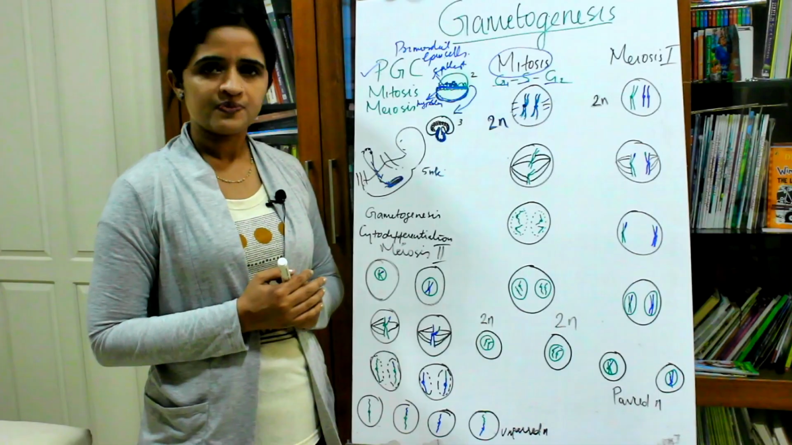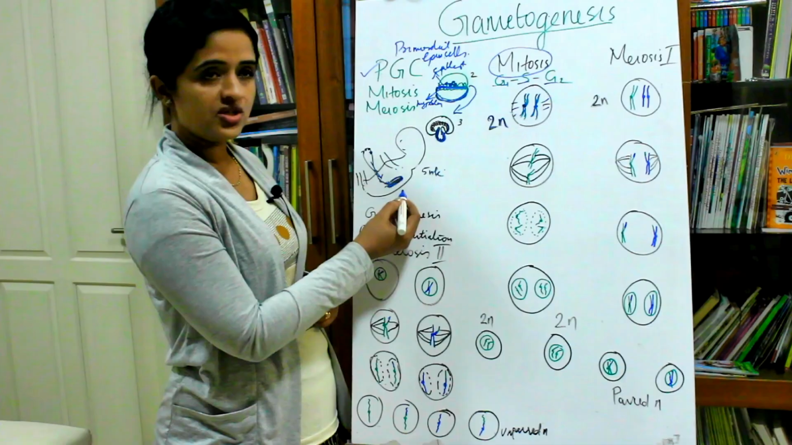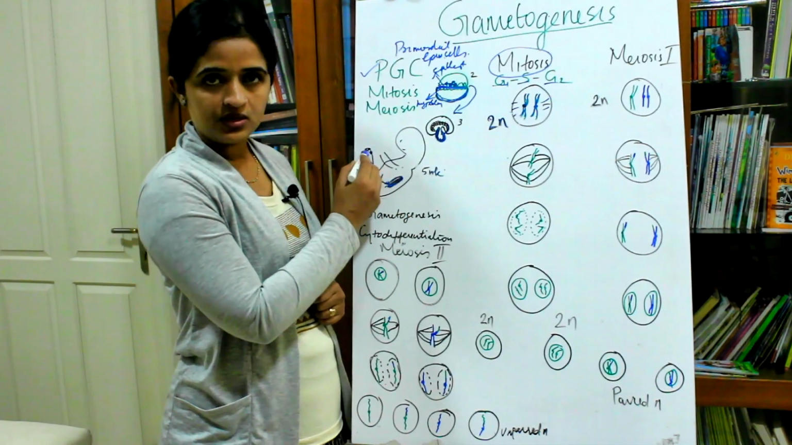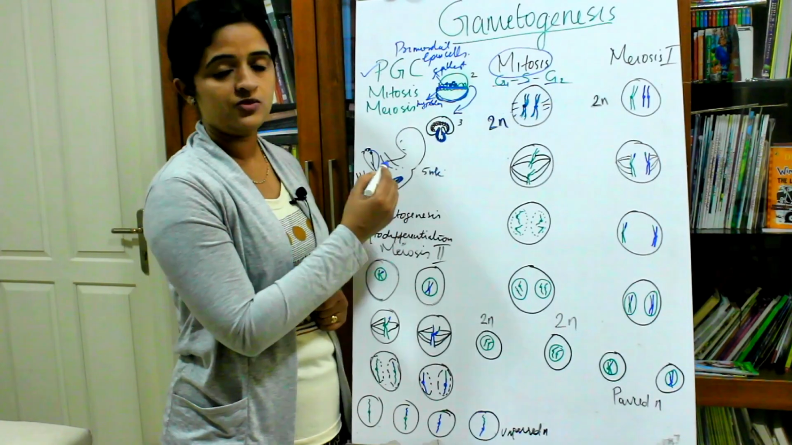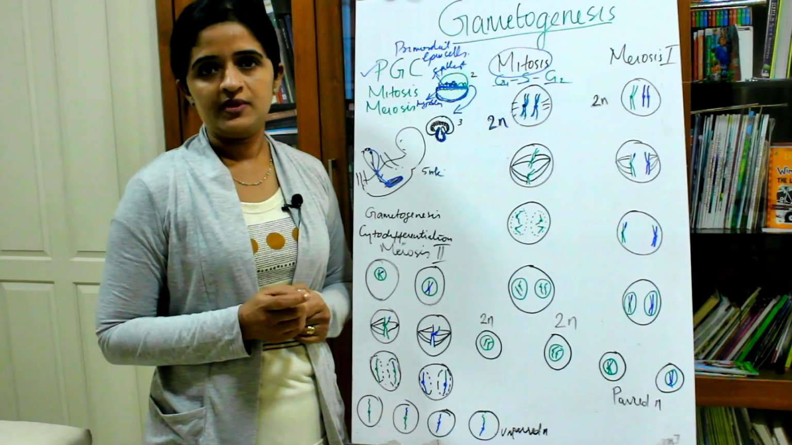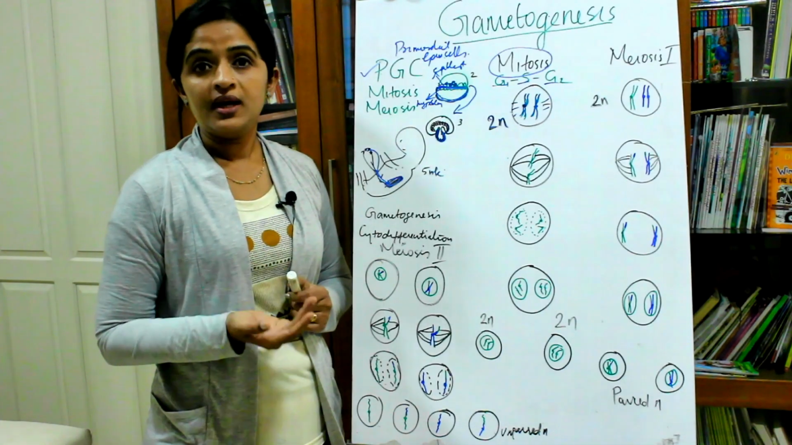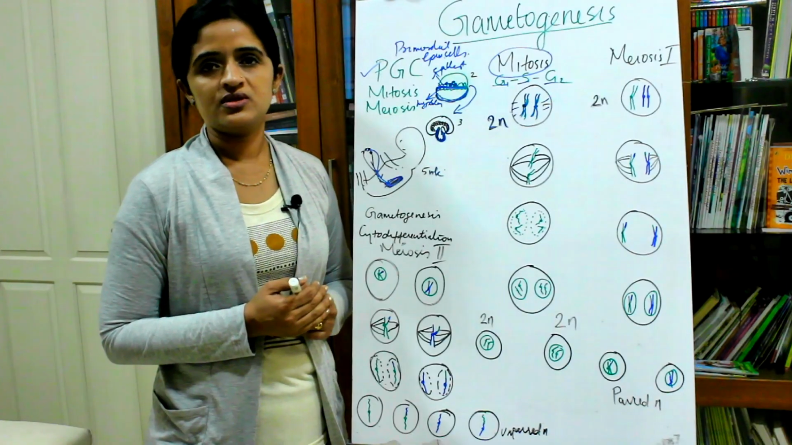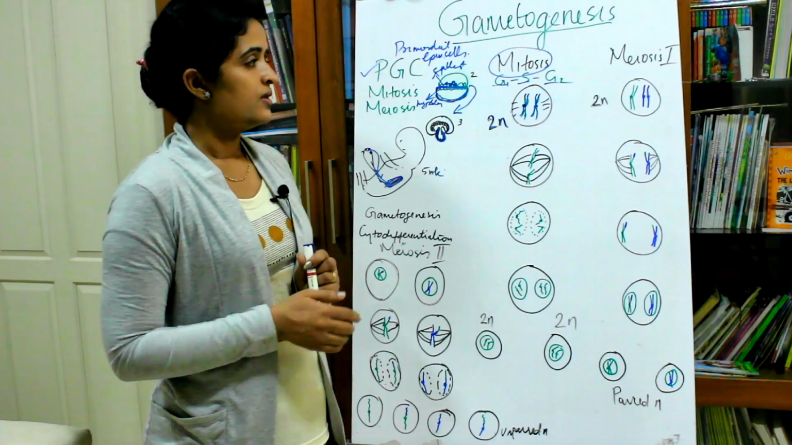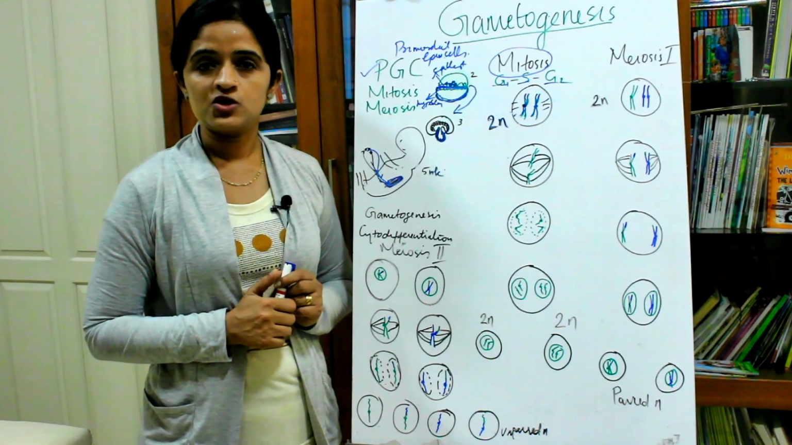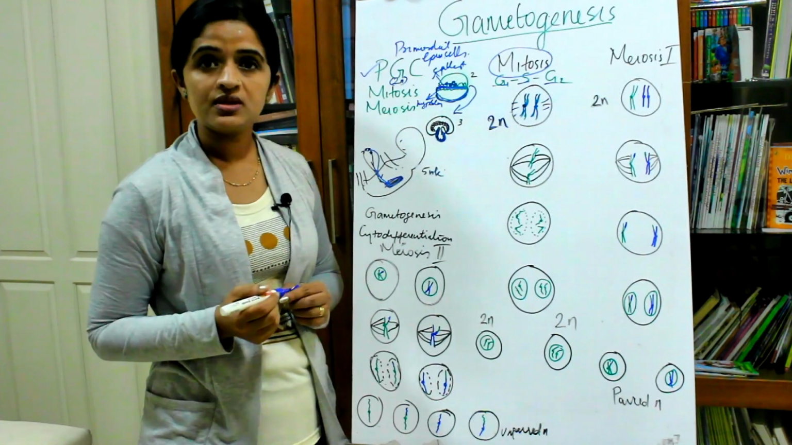Now later what happens? They should reach the developing gonads. In order to reach the developing gonads, the cells again start migrating through the dorsal mesentery into the posterior abdominal wall, where the developing gonads are. There it starts developing. In males the process is known as spermatogenesis, and in females the process is called oogenesis.